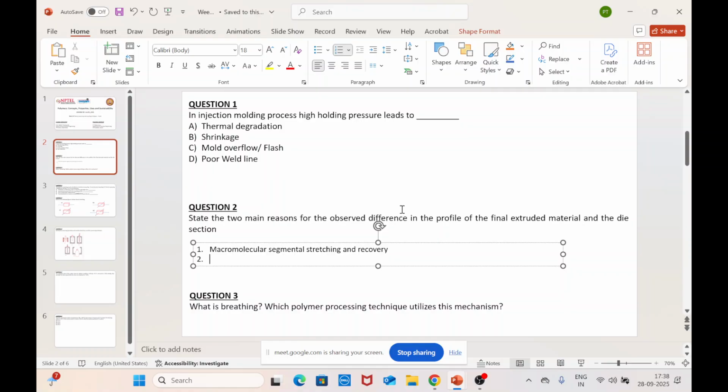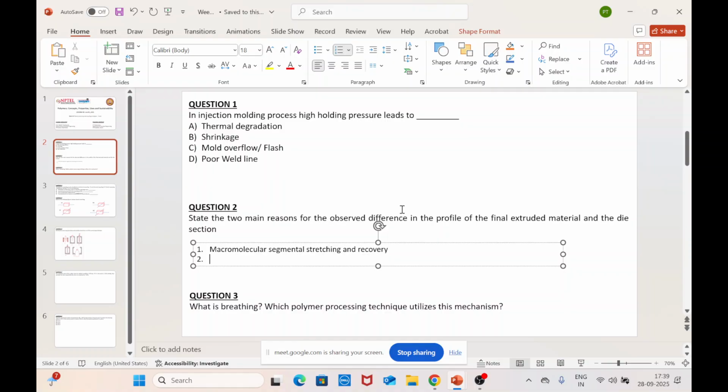And this is one of the reasons why the shape of the die section is different from that of the plastic product. For example, if we keep the shape of the die as what we want in the plastic product, then the final plastic product that comes out of the die will be something completely different. It is not something we intend.